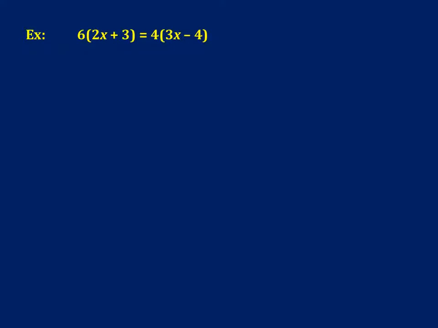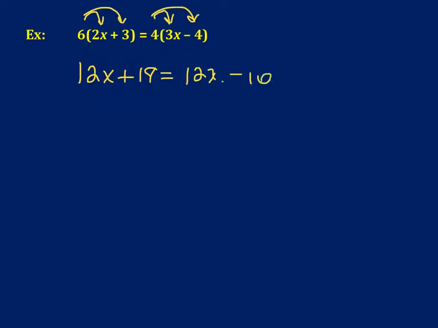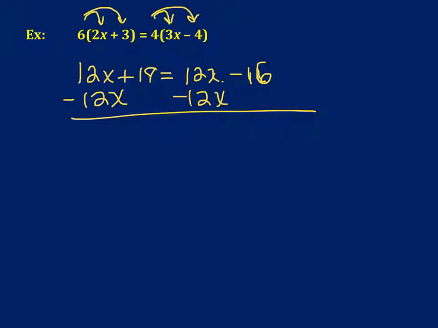So in this example, before you actually start moving things from one side to the other, you want to distribute. So on this side, I'm going to distribute 6 and get 12x plus 18. And on this side, I'm going to distribute 4, and I'm going to get 12x minus 16. So I'm done distributing, I'm done combining, I'm ready to take one of my 12x's and move it to the other side. So I'm going to subtract 12x over here, because 12x minus 12x is 0, and because I did it on the right, I have to do it on the left.